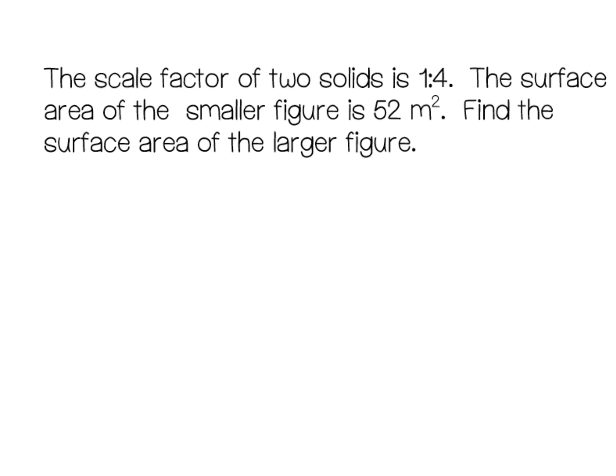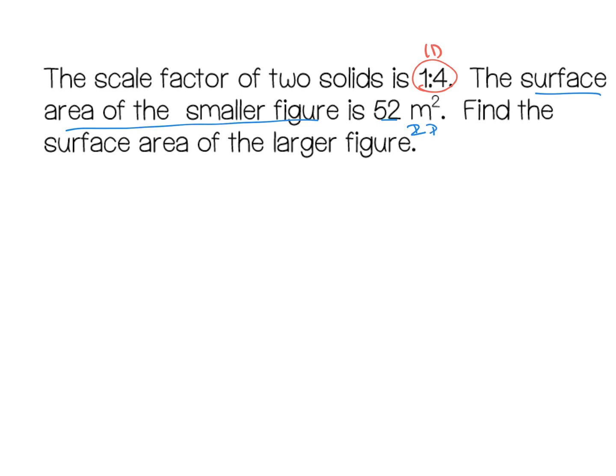The scale factor of two solids is 1 to 4. The surface area of the smaller figure is 52 square meters. Find the surface area of the larger figure. Usually we'd have to have a surface area formula, but this is the power of knowing the ratios and dimensions. We know the scale factor; this measurement is in 1 dimension. We're given the other measurement, the surface area, that is in 2 dimensions.